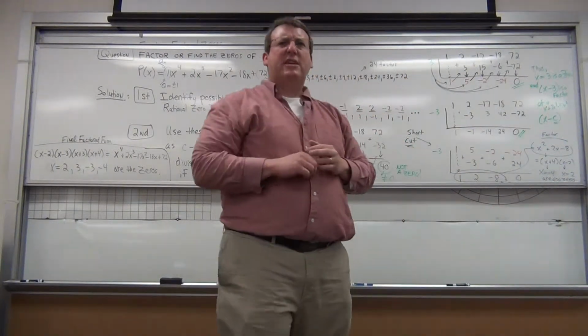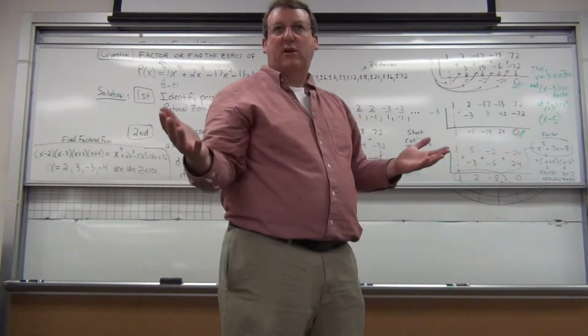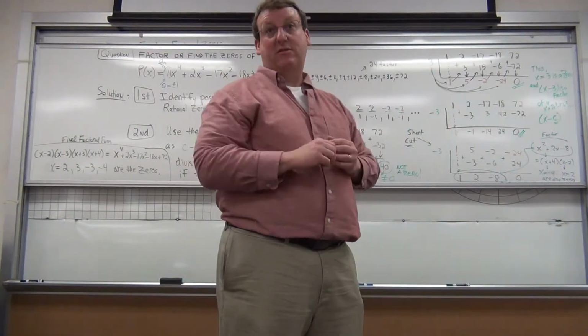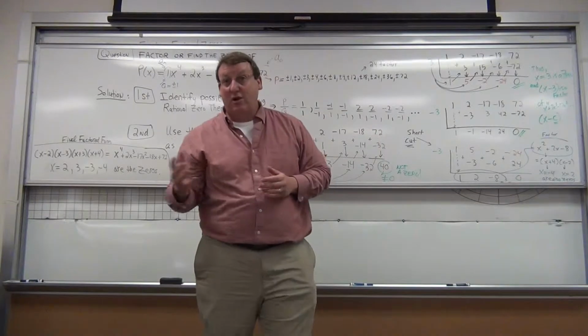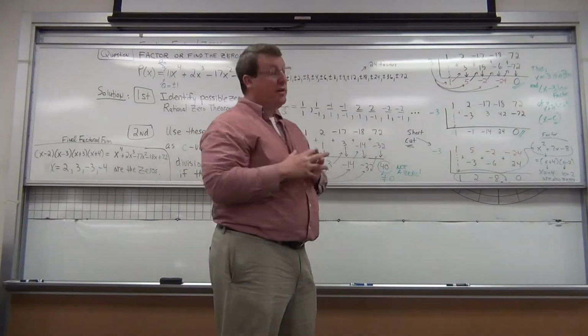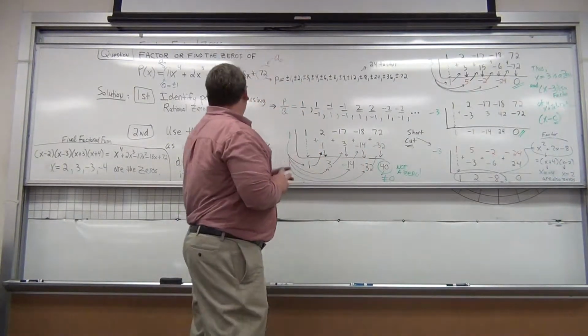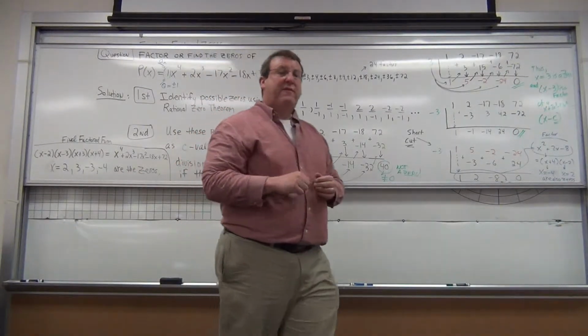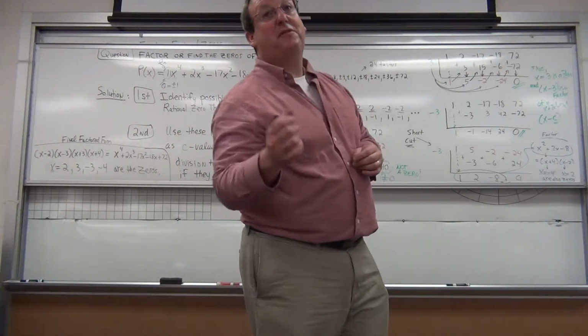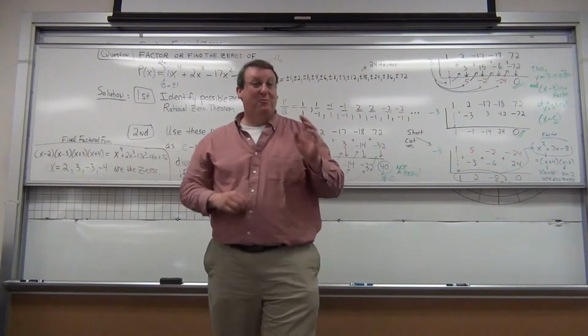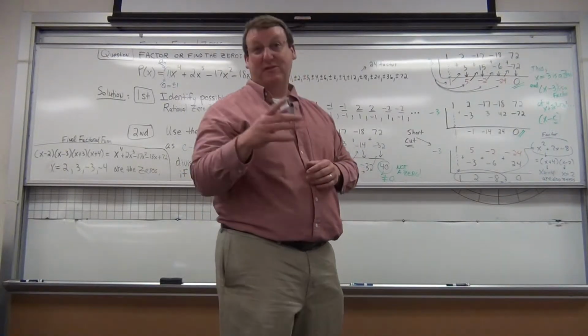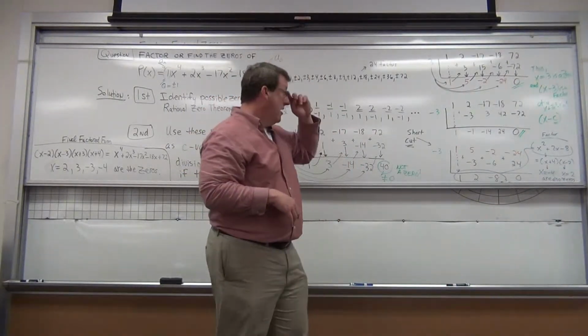Well, you might ask yourself, how long do I check? How do I know if I've found all my zeros? There's something called Descartes' rule that you can look up in probably some future videos. Or if you notice, it's a 4th degree polynomial. If you have a 4th degree polynomial, the fundamental theorem of algebra says that you will have, at most, 4 zeros. So we know we're getting close.